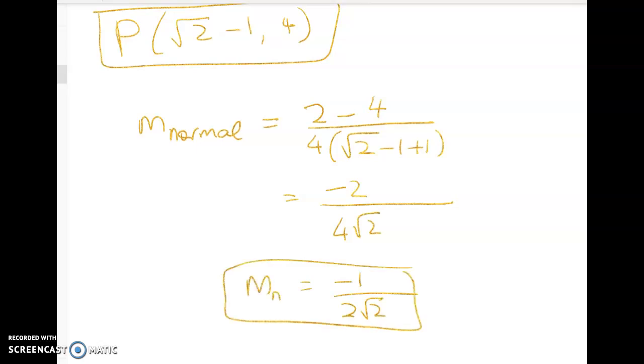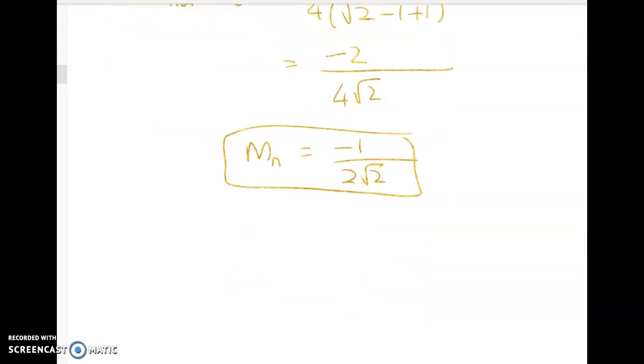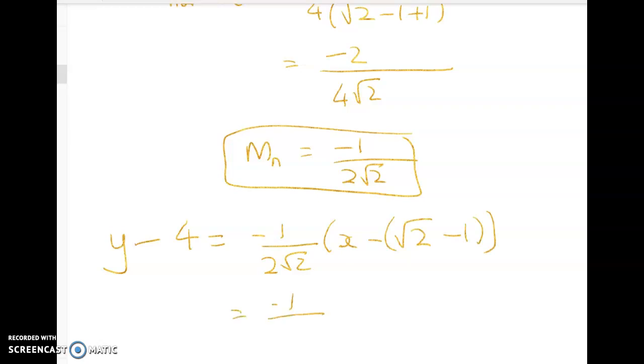Finally, we're ready to find the equation of the normal. You can hear the paper rustling because I've pre-written this one. I'm not just doing this one as I go because there are so many places to go wrong. So we've got y minus y1, 4, is equal to m, negative 1 on 2 root 2, times x minus x1. So that gives me minus root 2 minus 1. X minus root 2 plus 1.